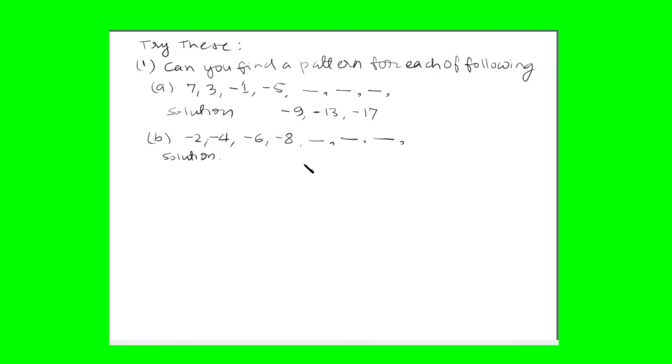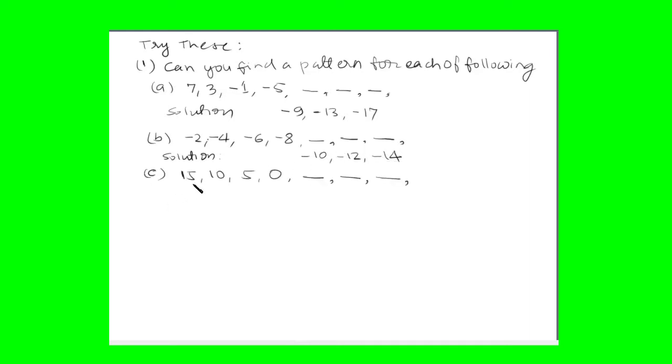So our next number will be: when we add -2 to -8, we get -10. Again, when we add -2 to -10, we get -12. And then when we add -2 to -12, we get -14. So our solution is -10, -12, -14.